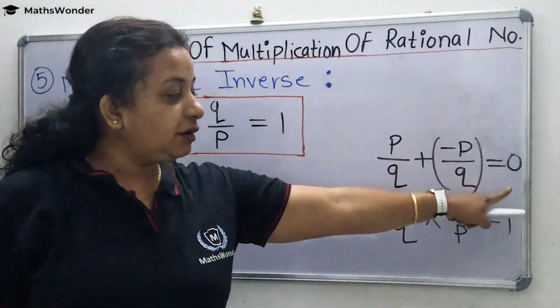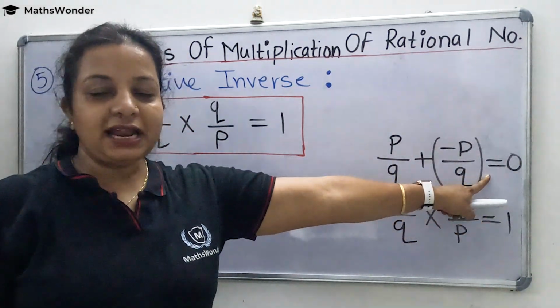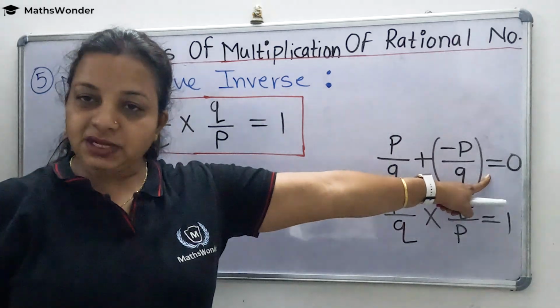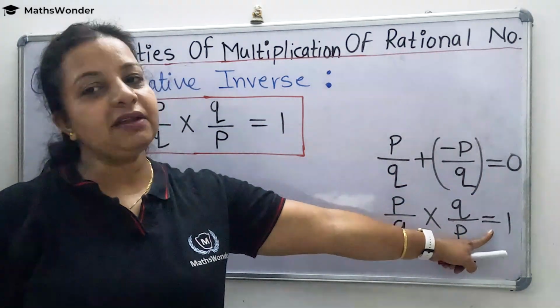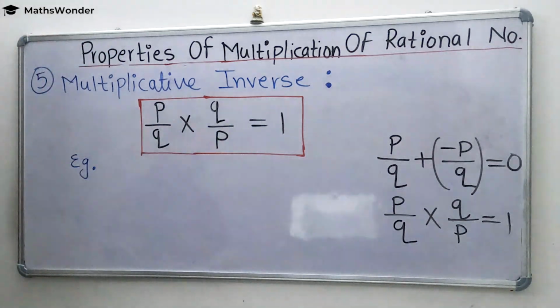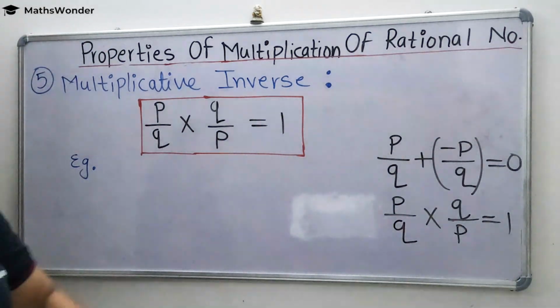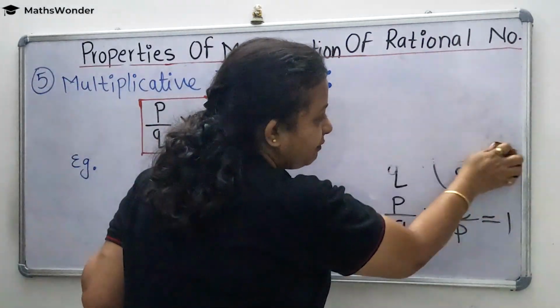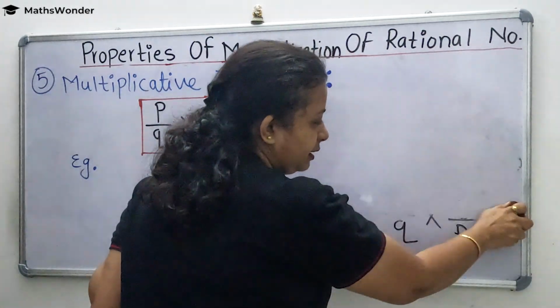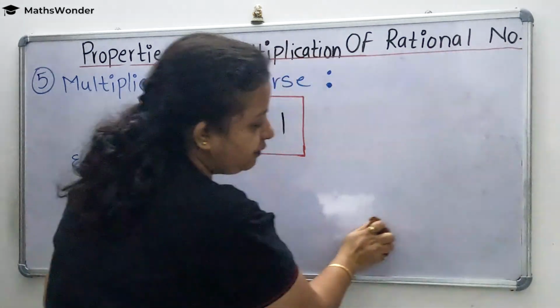Basically, you have to find the additive identity in the additive inverse, and the multiplicative identity in the multiplicative inverse. Because the multiplicative identity was 1, you have to reach 1. How will you get 1? When you take the reciprocal of the number in multiplication, you will get 1.